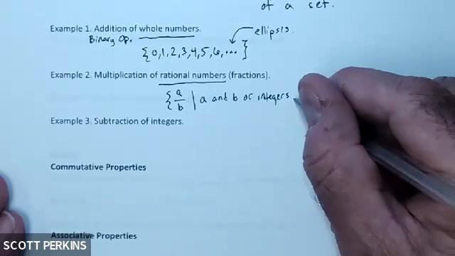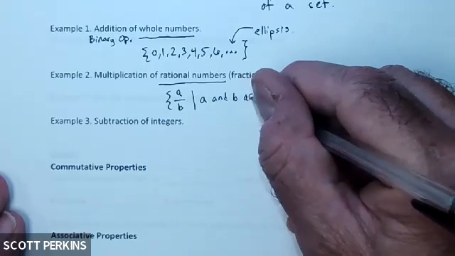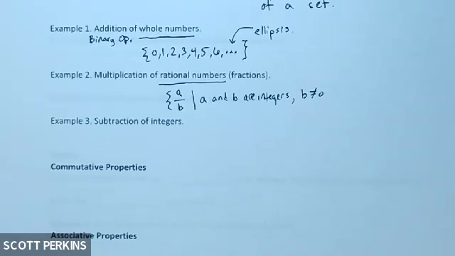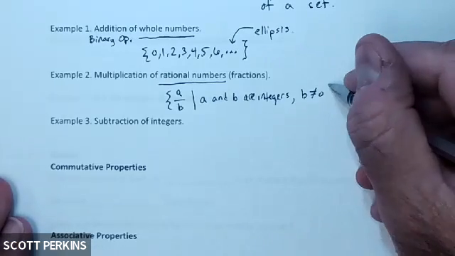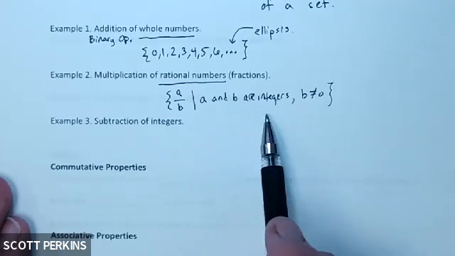There's one other constraint. Hey, I did. Let's change that to R. Thank you. They sound similar. Okay. A and B are integers, and B can't be 0. We can't divide by 0. So this is how we write out the set of rational numbers.